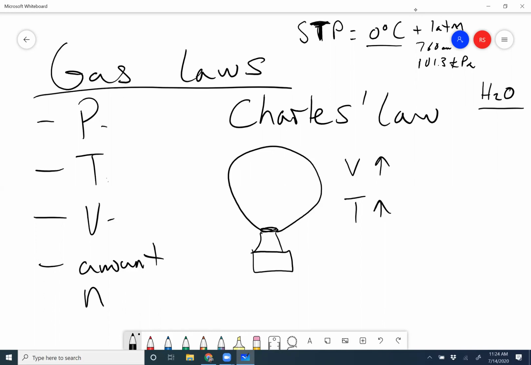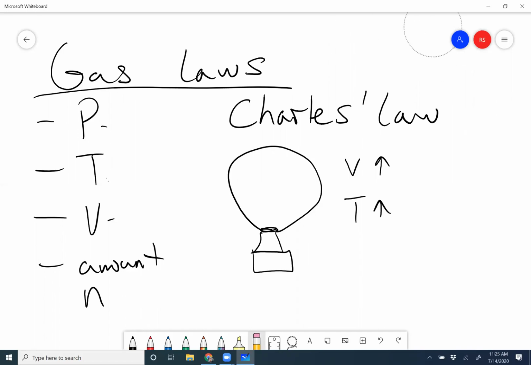So that's STP. So Charles is super interested in hot air balloons. He wants to know about hot air balloons, and he wants to know why they float. Why does getting a balloon hot make it float?